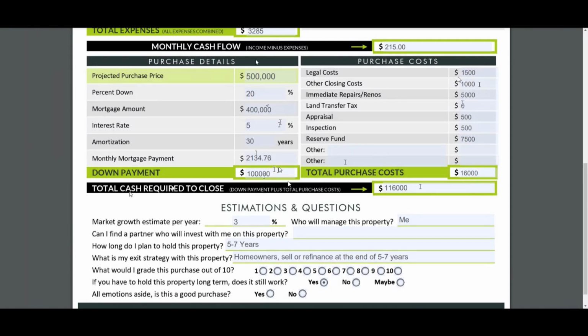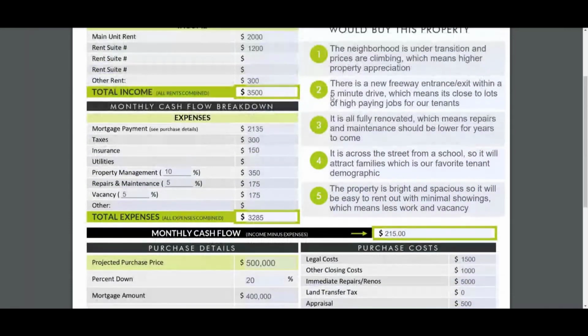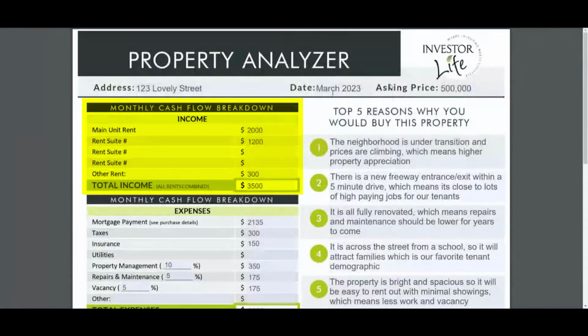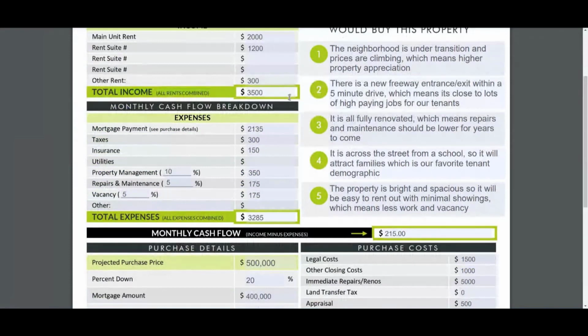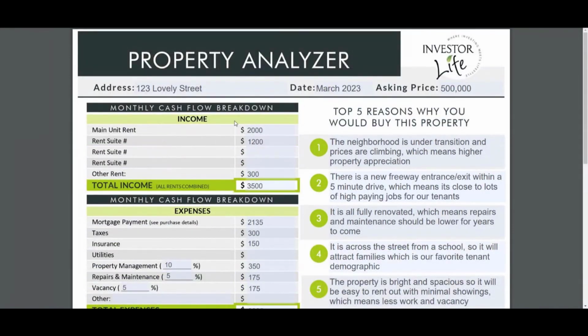Once we're done these sections, guys, the purchase details and the purchase costs, we want to go back up and figure out what our monthly cash flow is going to be, what our income might be for this particular property. You'll notice that the income here, the rents, our main suite, we're assuming that it's going to rent for $2,000 a month. Our basement suite in this particular property is going to rent for $1,200 a month, and we're going to rent out the garage for $300. So we have a total of about $3,500 a month in rent on this particular property that we're counting on.